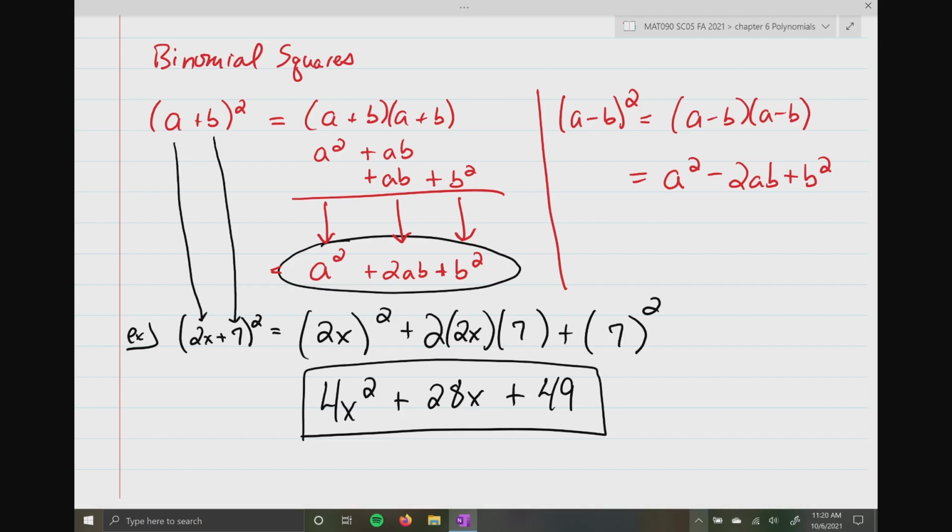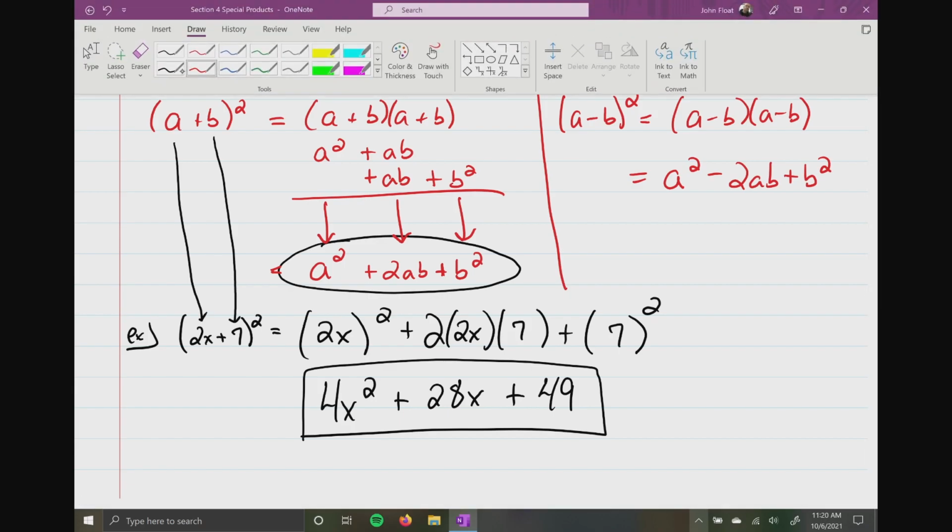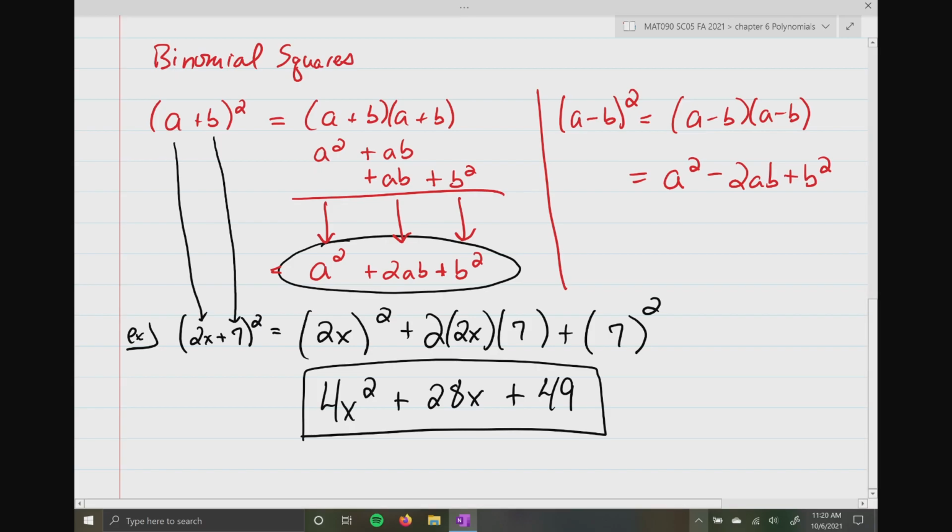Okay? I will be honest with you. I'm going to be fully transparent. If you don't memorize these, I don't care. I really don't. I'd rather you know how to do the problem than just memorize a formula. Okay? So we might as well do an example where we got to subtract. So how about this?